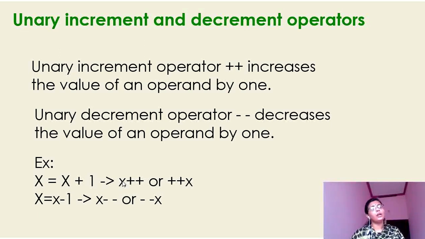Now let us look at the unary decrement operator. x is equivalent to x minus 1. You are reducing it by 1. So I can write it as x minus minus, or I can write it as minus minus x. Here again the operator is working on a single operand x. So hope you are getting it: unary plus, unary minus, unary plus plus, unary minus minus. Clear? So plus plus indicates the increment operator and minus minus indicates the decrement operator.